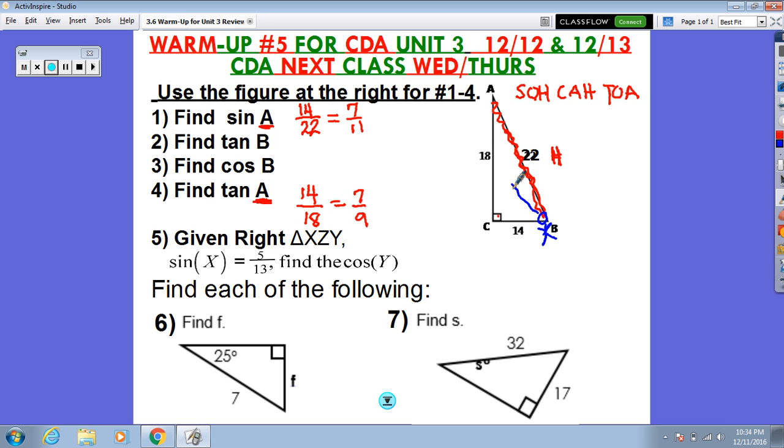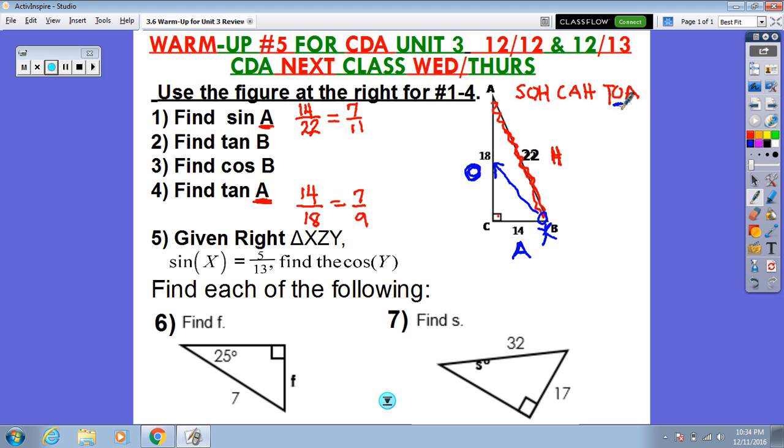So that means this side would be my opposite side because it's the side that's directly across from him. And the adjacent side, the side that's right next to my little man, is 14. Now let's do our tangent of B. So the tangent of B, which is opposite over adjacent, is 18 because that is the side that's opposite, over adjacent, which is 14.